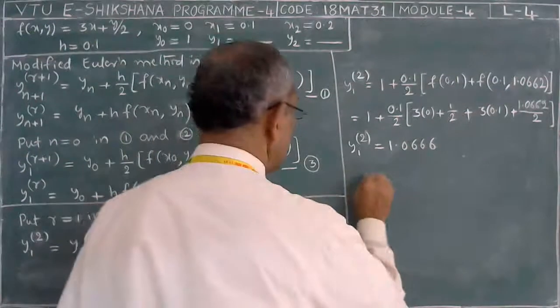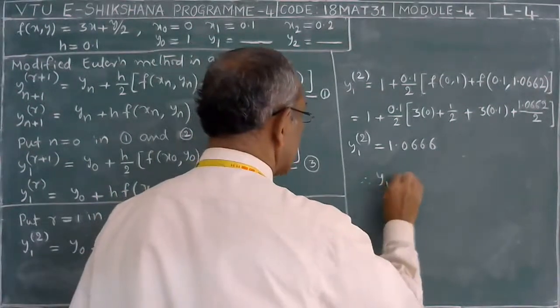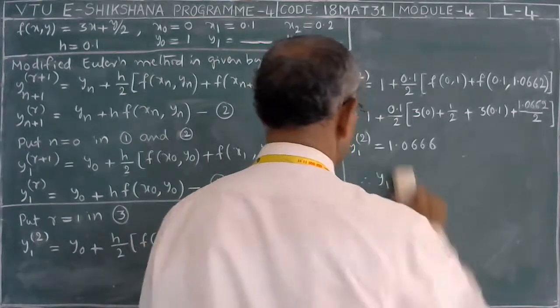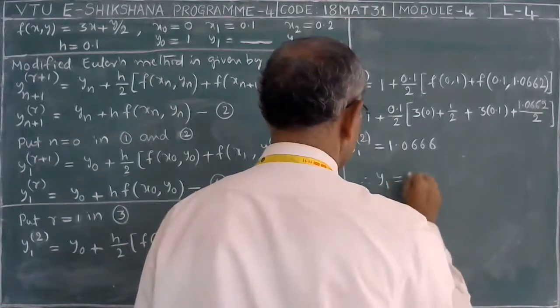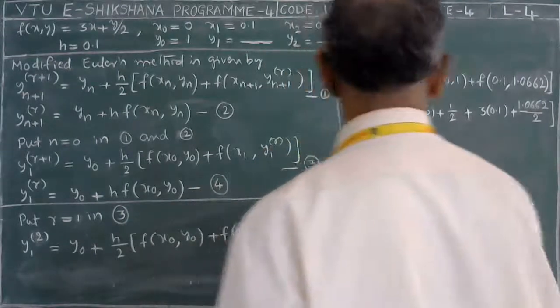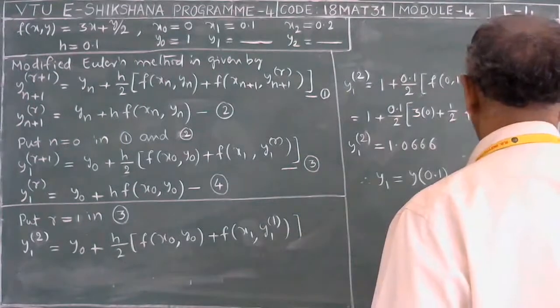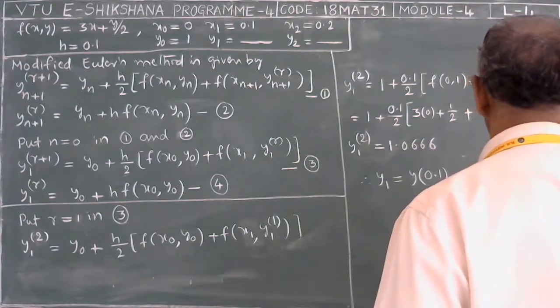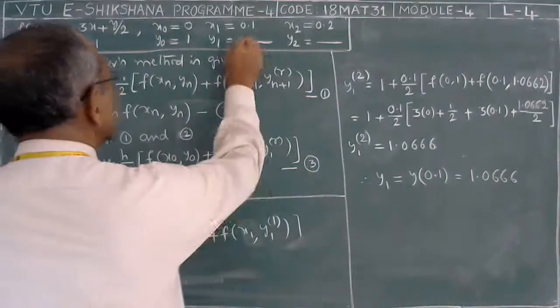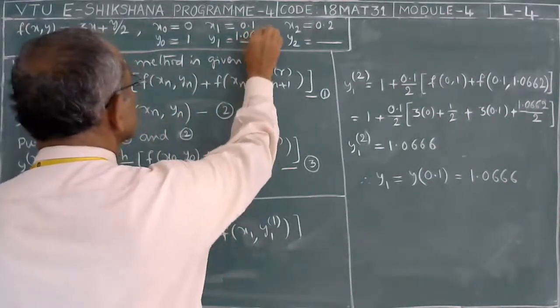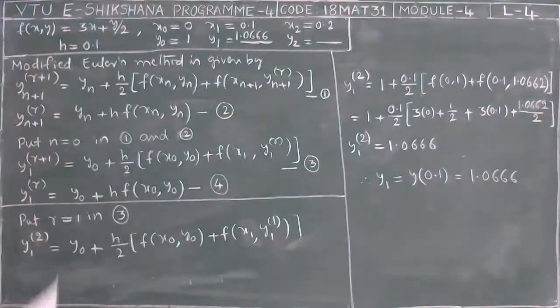Therefore the value of y at x1 is 0.1, y at 0.1 is equal to 1.0666. So I got the value for y1, 1.0666. Now I have to calculate y2. Similarly, I have to calculate y2.